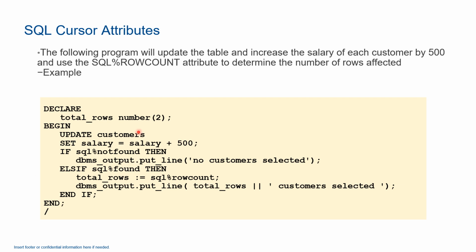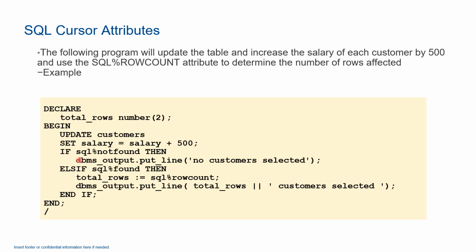Coming to some examples. The following program will update the table and increase the salary of each customer by 500, and use the SQL%ROWCOUNT attribute to determine the number of rows affected. Here you can see we have declared a variable total_rows, which is of type number. We are updating the customers table and setting the salary plus 500. So if the salary is 10,000, it will be updated by 500.